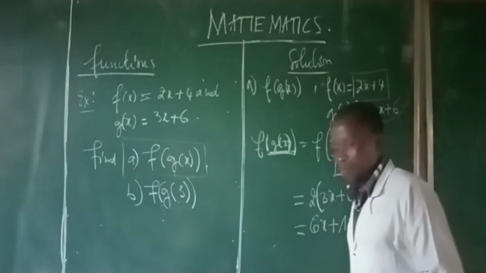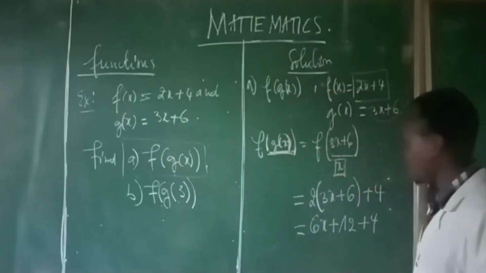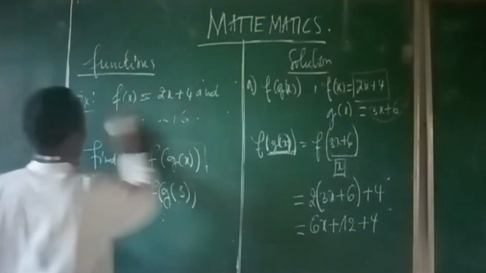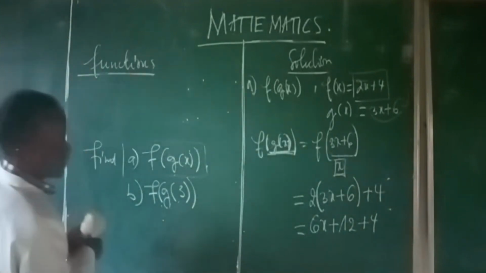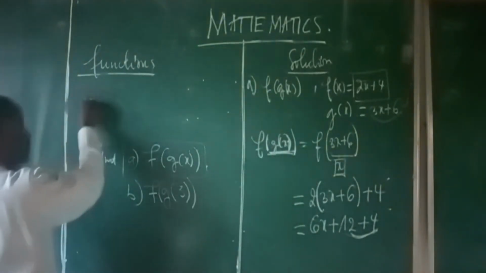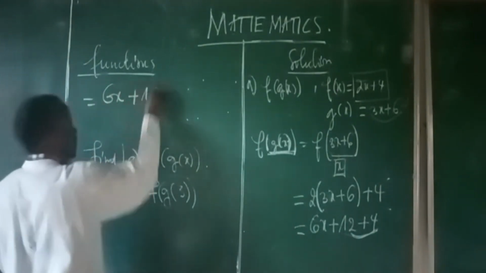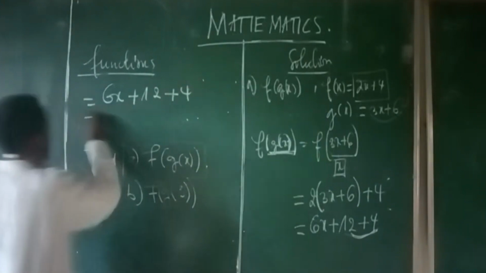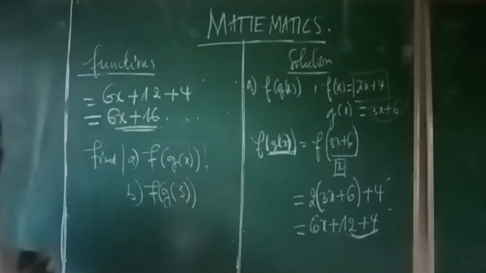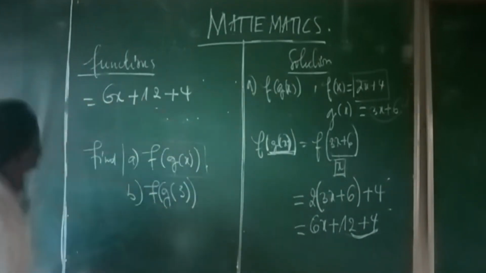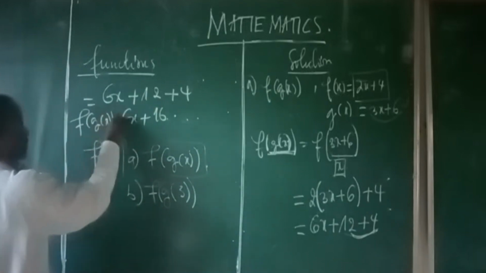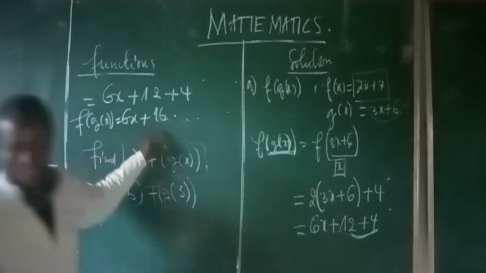Right? Now finally, we are going to collect similar terms. We have 6x plus 12 plus 4. Then we have 6x plus 16. This is the combination of two functions, 6x plus 16. It is f of g of x is equal to 6x plus 16.